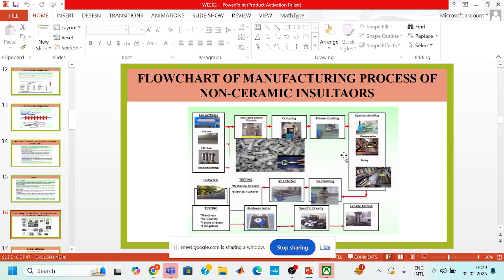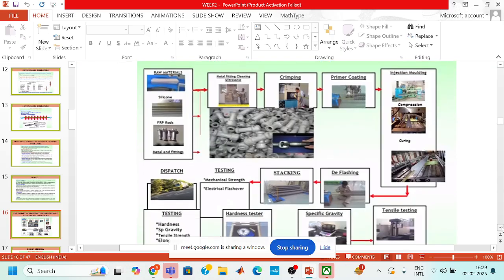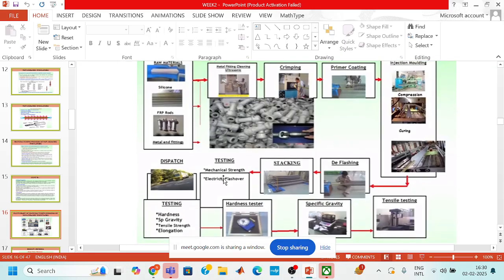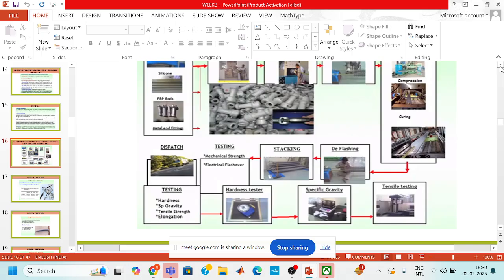So this is the flowchart of the manufacturing process of non-ceramic insulators, in which we collect the silicone or FRP rods, or metal end fittings, or raw materials. Then metal fitting cleaning is done. Then crimping, primer coating, injection molding. These are the main steps for the end fittings. Then we do the deflashing, then testing, and after testing, this is the hardness tester, and finally the non-ceramic insulator is ready.